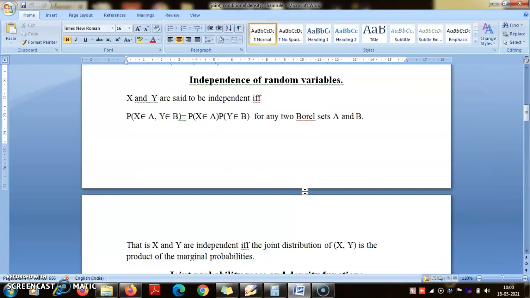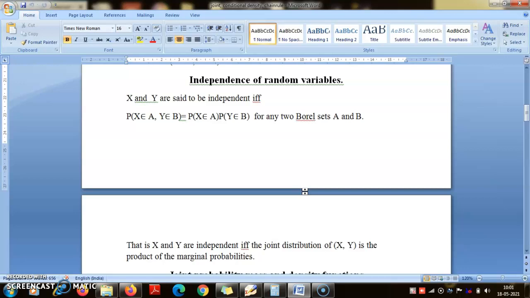But even then, from all the marginal distributions you cannot find out the joint distribution. So first let us go back to the concept of independence of two random variables. We know two sets A and B are independent if probability of A intersection B is probability of A into probability of B.